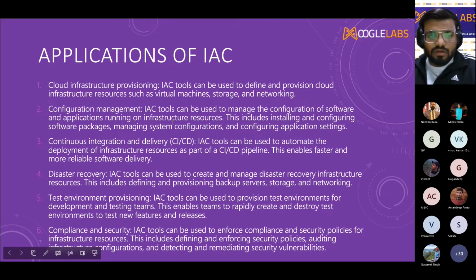And we can also apply this in CI/CD, that is continuous integration and delivery. It is used to automate the deployment of infrastructure resources as a part of the CI/CD pipeline. This enables faster and more reliable software delivery. And we can also use it in disaster recovery, where we can provision backup servers, storage, and networking. And we can also use IaC for our test environment provisioning.